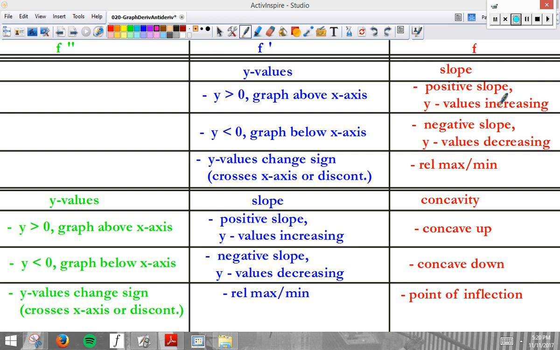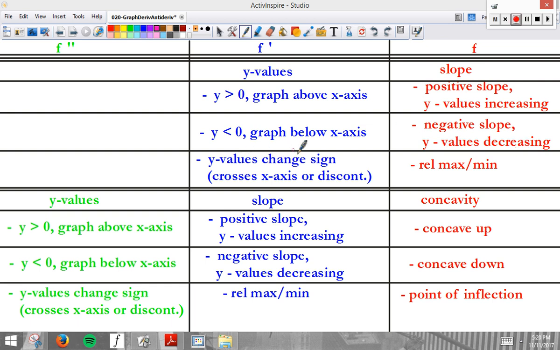I went over this at the end of the last video. I'm serious when I say I cannot repeat this information enough, it seems. If the y values of f prime are less than 0, if the graph of f prime is below the x-axis, f will have a negative slope, meaning f will be decreasing.